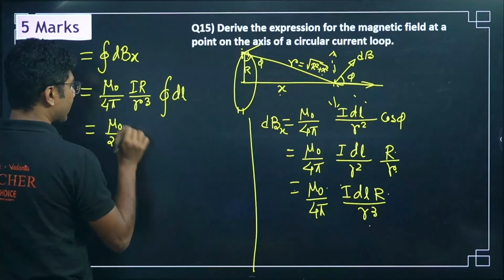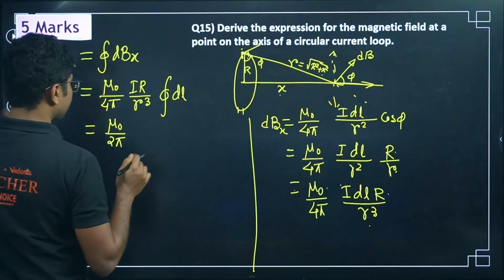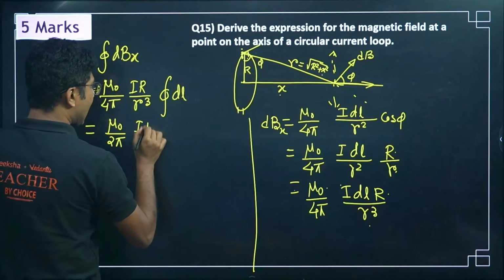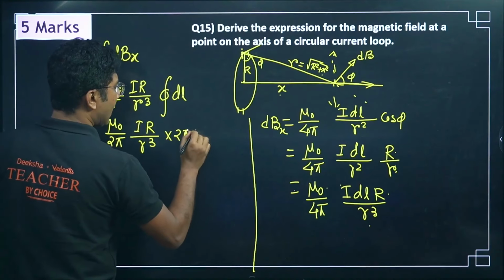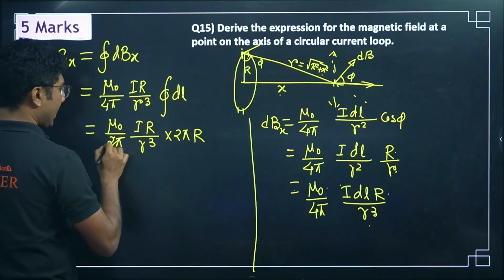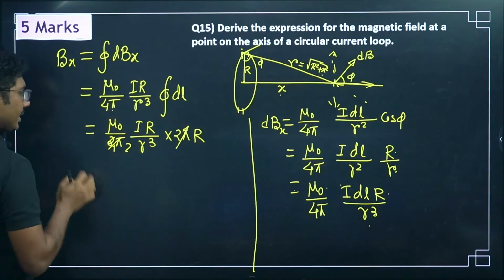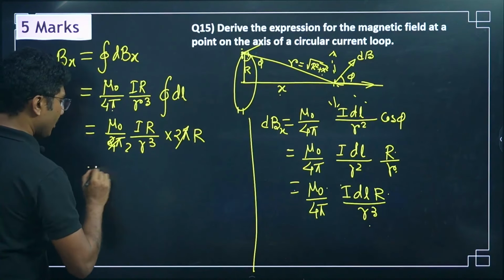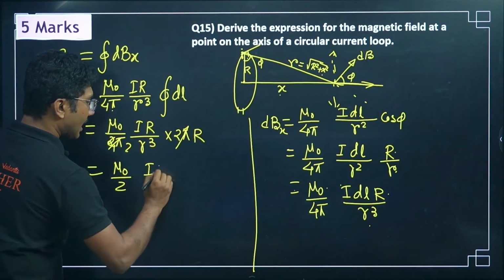What is the formula for circumference of a circle? It is basically 2 pi R, right? So I R divided by r cube into 2 pi R. This is the circumference. Okay, so 4 pi, 2 pi cancels, you get 2 over here, there is a 4 pi over here, this is a mistake from my side. So it will be mu naught by 2 I R square.